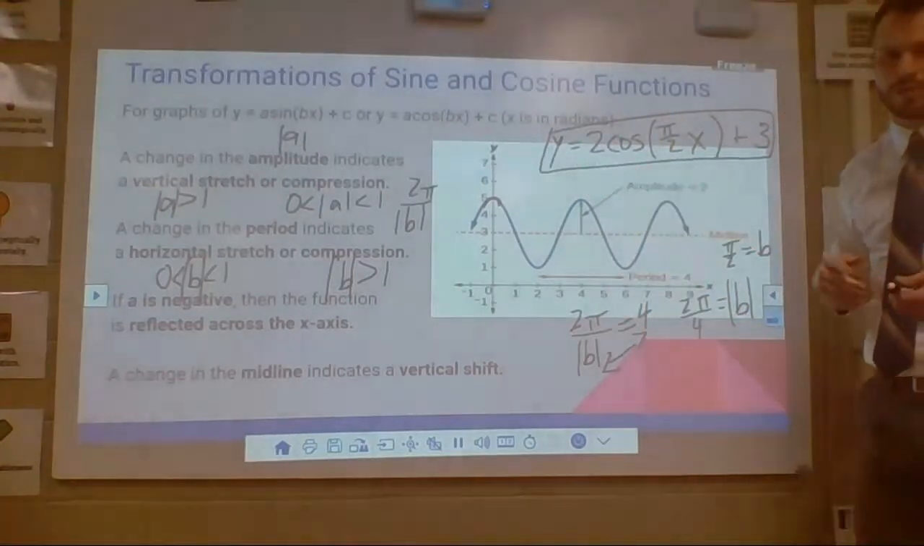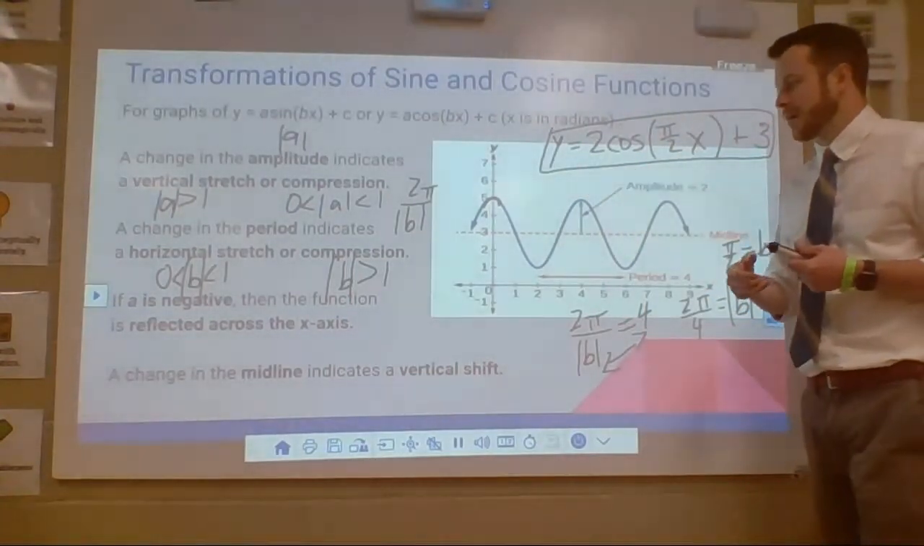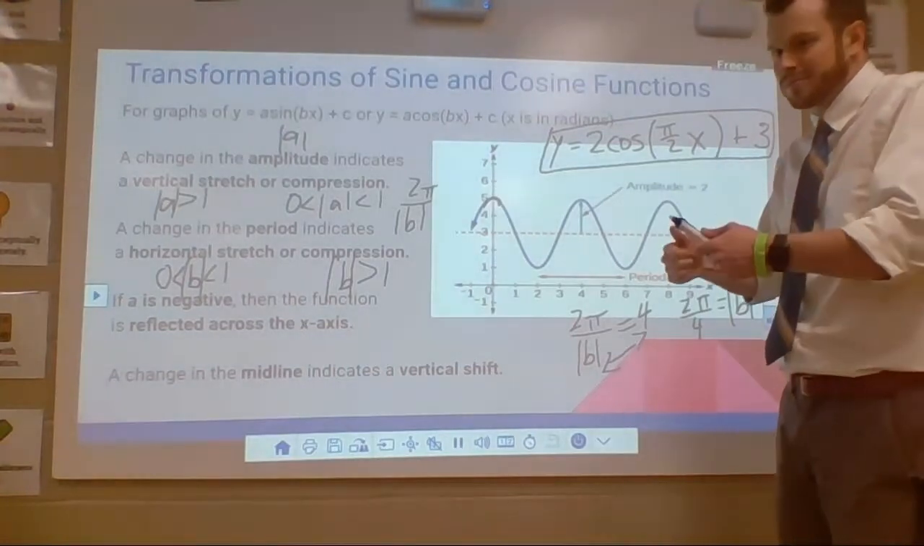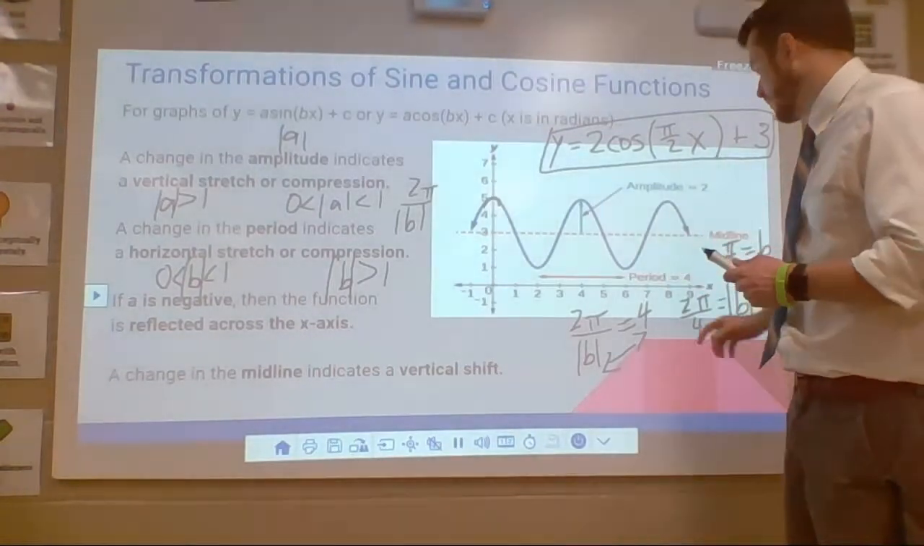And if that confused you at all, maybe rewatch that part for a second. But if you're feeling a little overwhelmed, just stick with it. We're about to graph some functions.